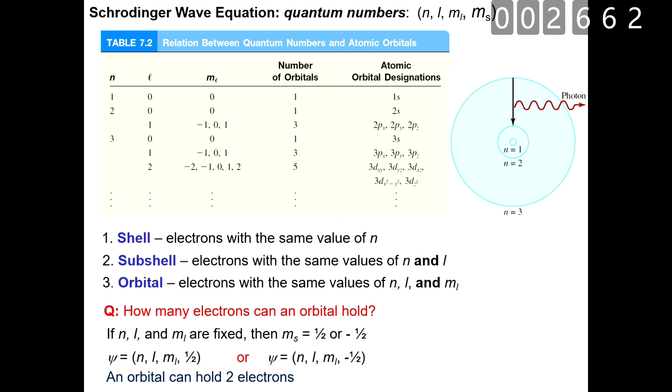Yeah. So here we just discuss only one orbital. If these 3 numbers are fixed, this means it's 1 orbital, right? So we can only change the MS number. So the MS number can be only plus half and minus half, so we can only have 2 electrons. Okay?